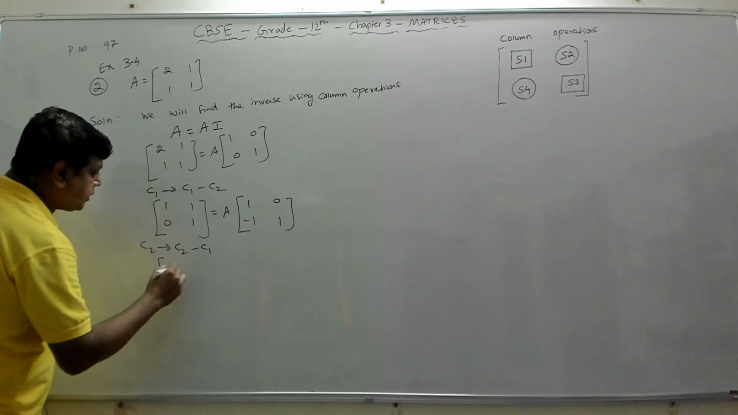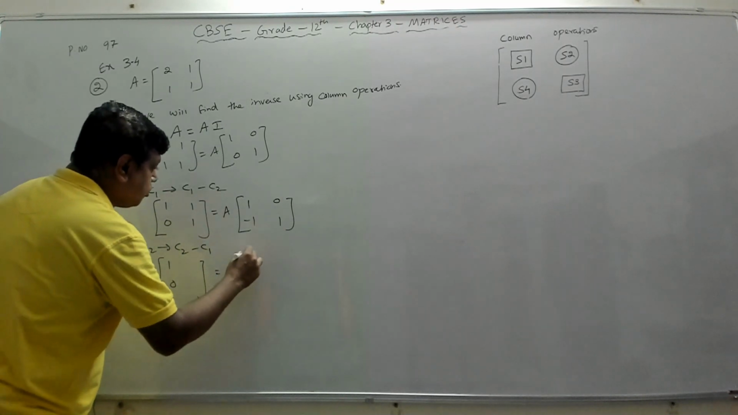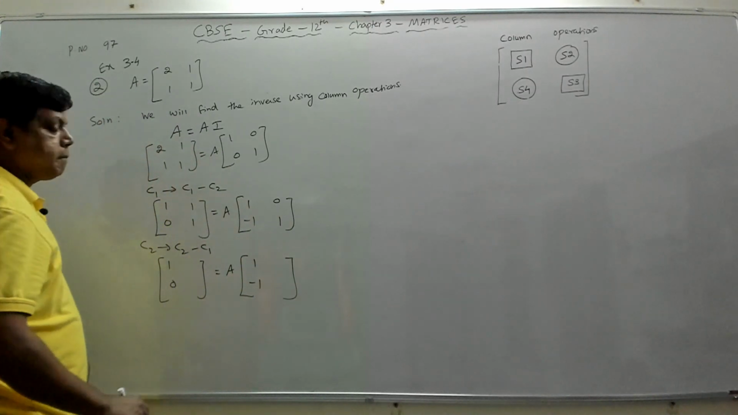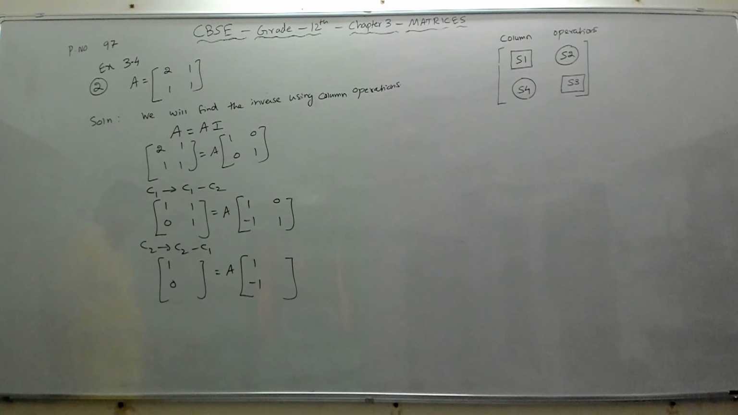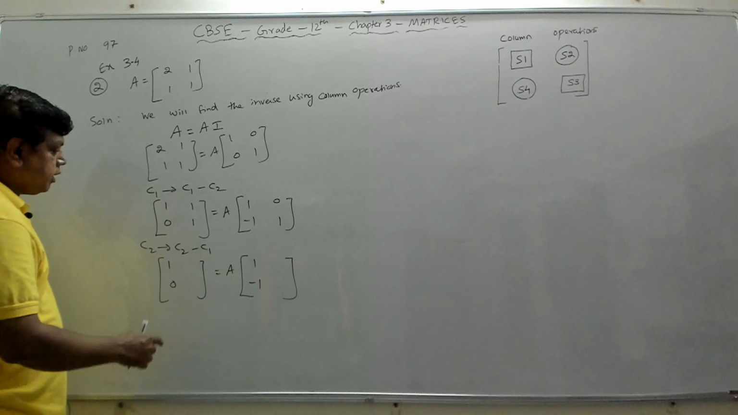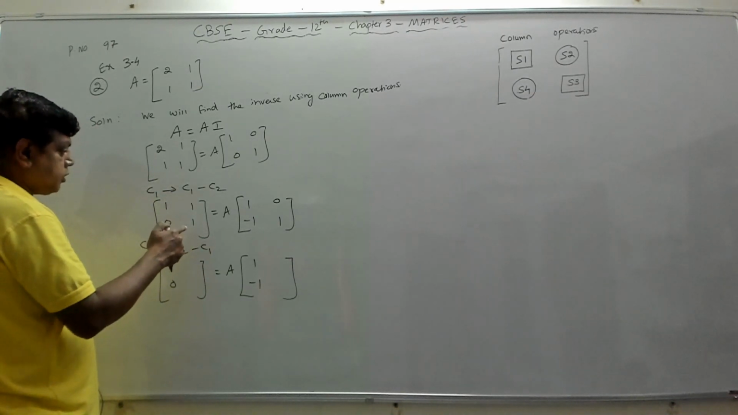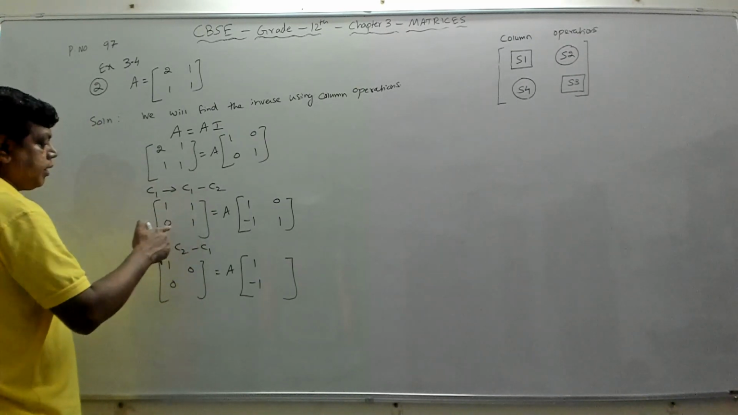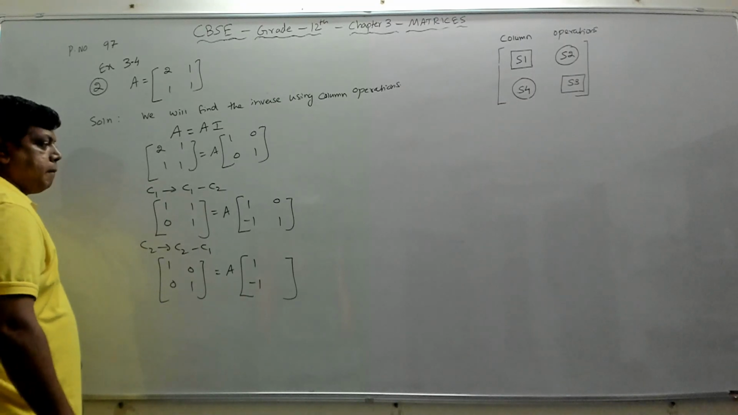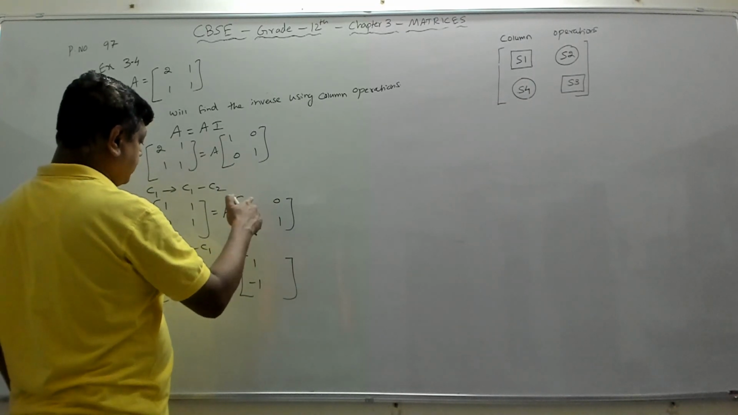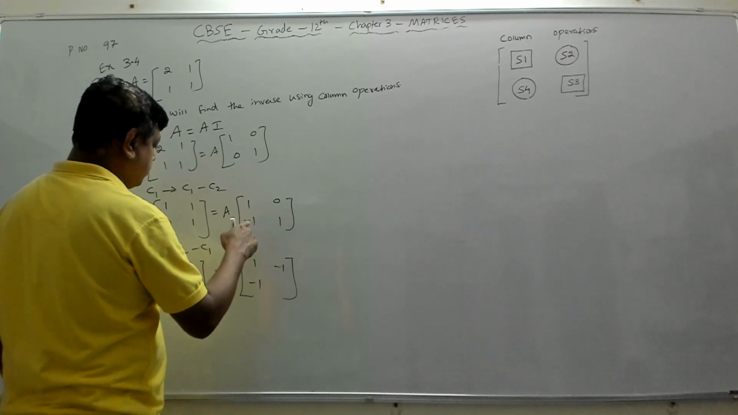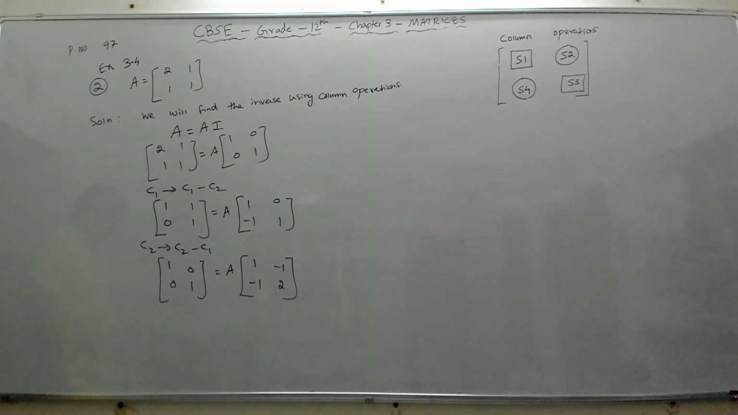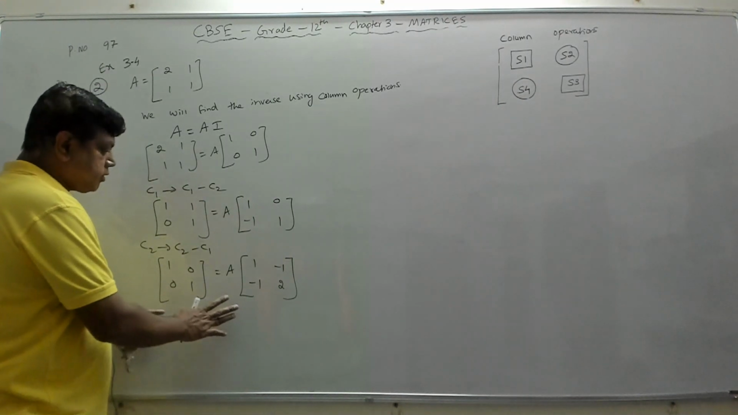So I will write my C1 as it is, 1 0, and A into I, I will write my C1 as it is, again 1 minus 1. 1 and minus 1. Fine. Now let's do C2 is C2 minus C1. C2 is this minus this, 0. Then this minus this is 1. Then again C2 minus C1. This is minus 1. This minus of minus 1 will give you 2. Now we will stop the process here.